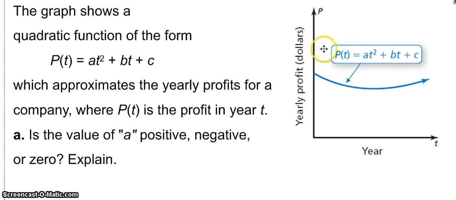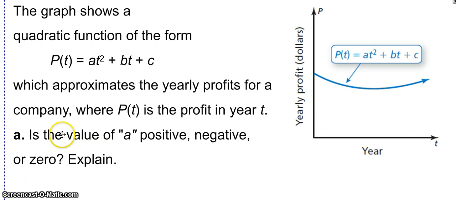So first, we have this curve here. It's a quadratic. So the graph shows a quadratic function of the form p of t equals a times t squared plus b times t plus c, which approximates the yearly profits for a company where p of t is the profit in year t. So this is a quadratic function. Instead of x, we're using t, because t is standing for years, so it's time. And the y values represent profit at a given time in years.